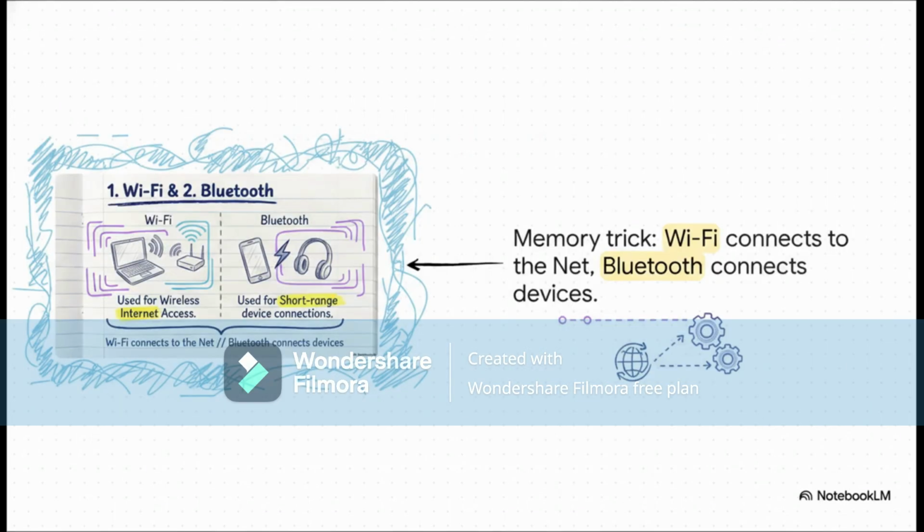This image shows it perfectly, right? The laptop uses Wi-Fi to talk to the router, which then gets it online. But the phone connects directly to the headphones using Bluetooth. And hey, here's a great little memory trick for your exam. Wi-Fi connects to the net, Bluetooth connects devices. Write that down, it's golden.